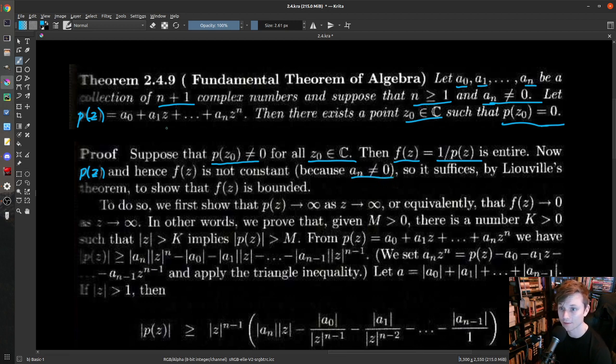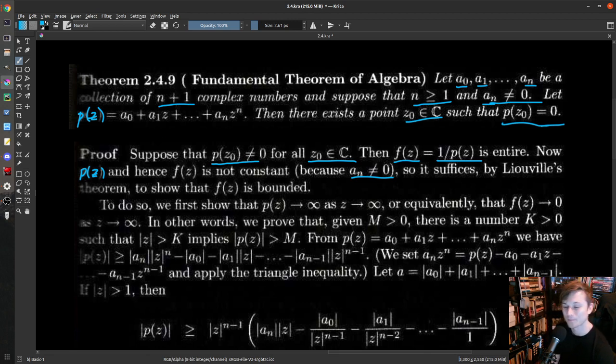So that means there's at least a0 plus a1 z. That's the smallest case we're considering, and in that case, a1 would be non-zero, so it's not constant. Okay, so it suffices by Liouville's theorem to show that it's not bounded.